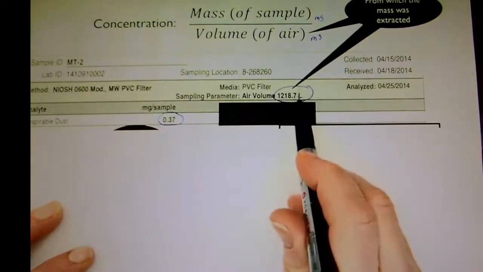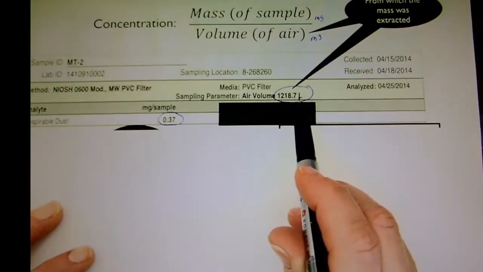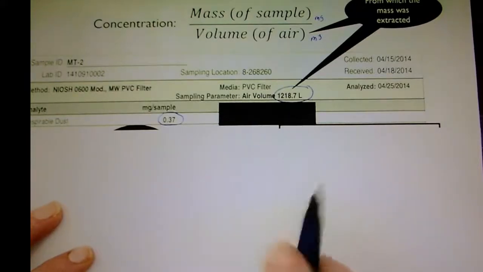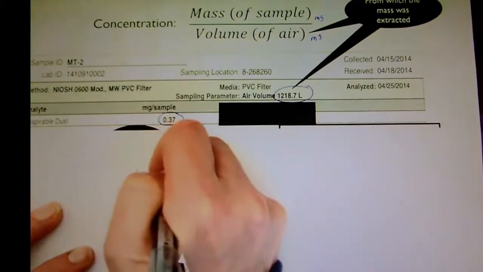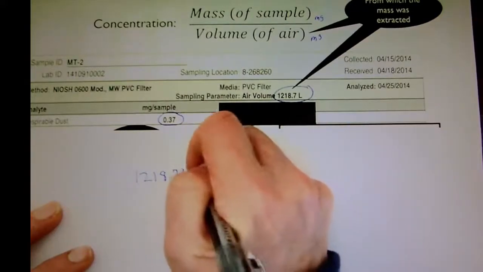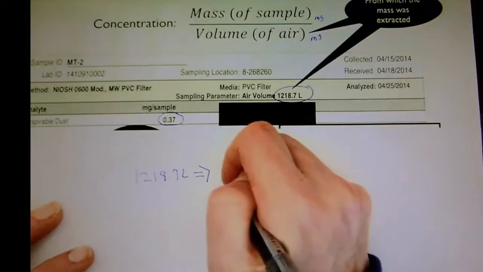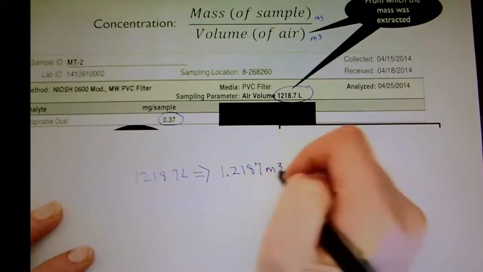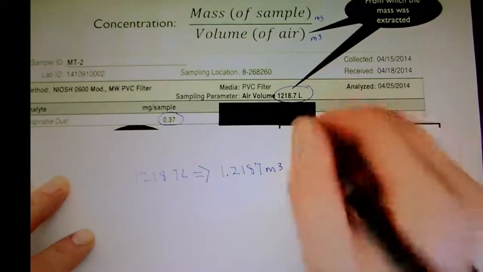So sometimes sample volume changes with changes in temperature and pressure, and we need to make adjustments. But we've already reported this to the lab, so we're not going to make any adjustments. We're going to take our sample volume in liters, and I'm going to convert it to cubic meters, so I have the right units when I go and do my concentration calculation.